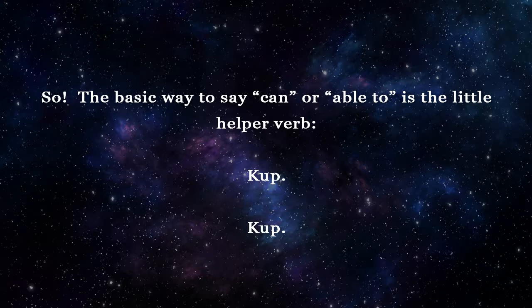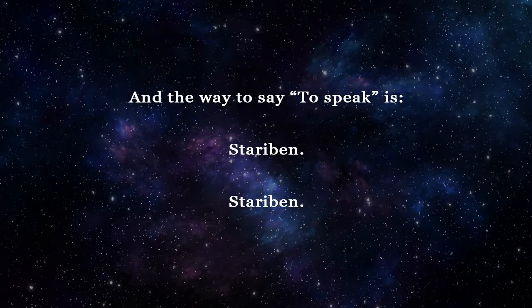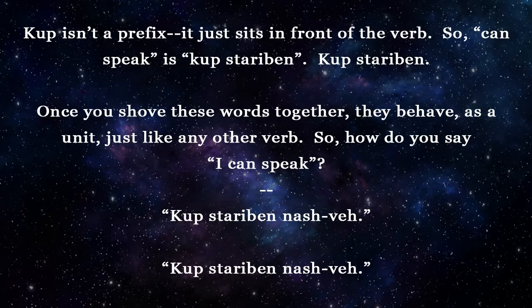verb koop. And the way to say to speak is stariben. Koop isn't a prefix, it just sits in front of the verb. So, can speak is koop stariben. Once you shove these words together, they behave as a unit just like any other verb. So, how do you say I can speak?